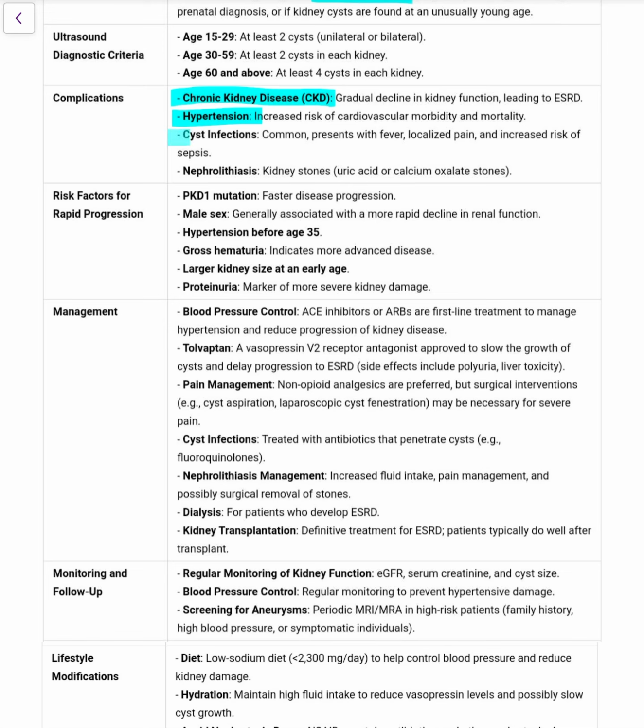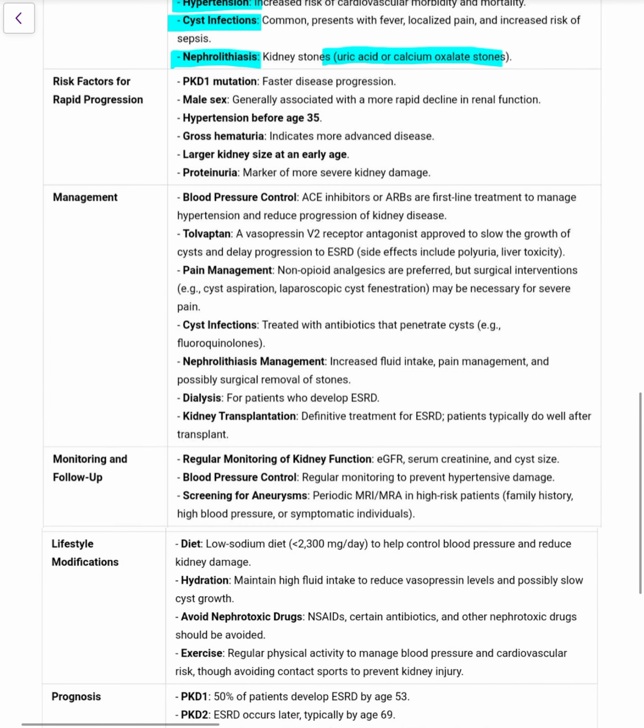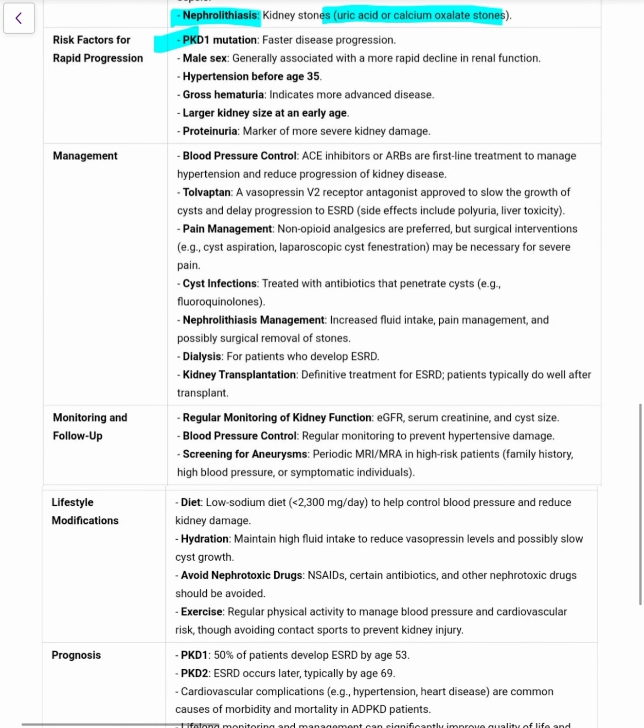Coming to the complications: CKD, that is end stage renal disease, hypertension and the other complications related to chronic hypertension, then cystic infection and nephrolithiasis; uric acid and calcium oxalate stones will be found, right? Risk factors for rapid progression, as I said: PKD1 mutation, male sex, hypertension before the age of 35, gross hematuria, which means there is advanced disease, large kidney size at an early age, and proteinuria.